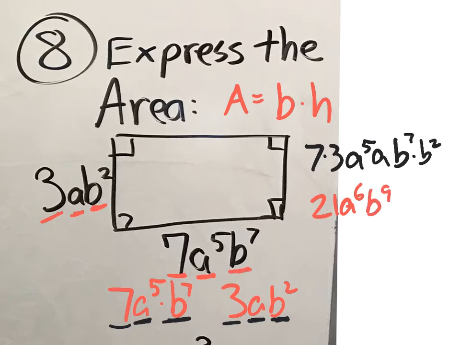And that's it. So this part right here of actually organizing everything, it's only there if you're a little confused about it. You could do that. It'll help you out. It'll be easier to see that 7 times 3 is 21. a to the 5th times a, that's a to the 1. Add 5 plus 1, you get a to the 6th. b to the 7th times b to the 2nd is b to the 9th. Add 7 plus 2, that's how we got b to the 9th.